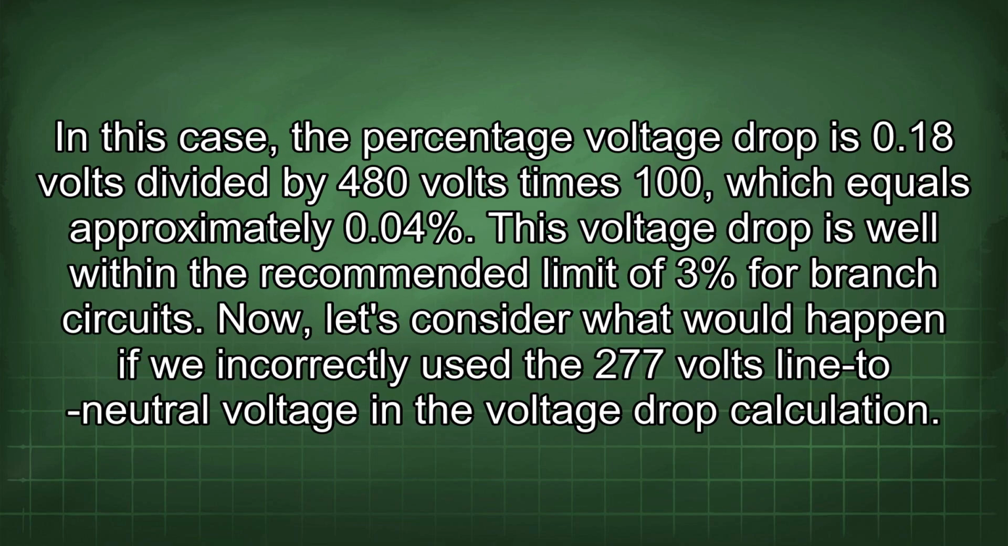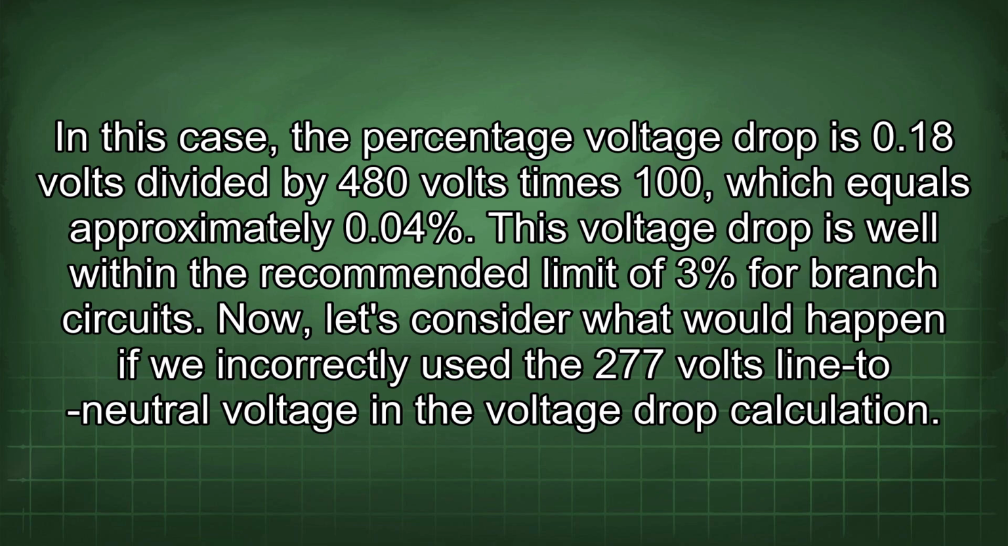In this case, the percentage voltage drop is 0.18 volts divided by 480 volts times 100, which equals approximately 0.4%. This voltage drop is well within the recommended limit of 3% for branch circuits.